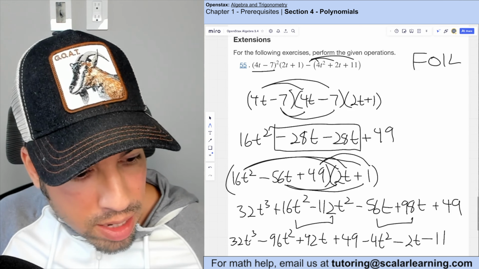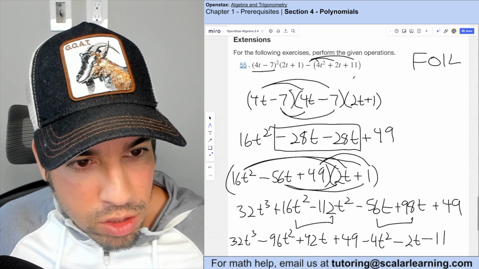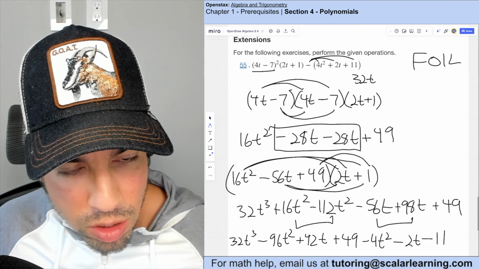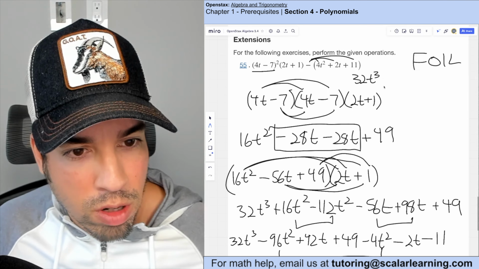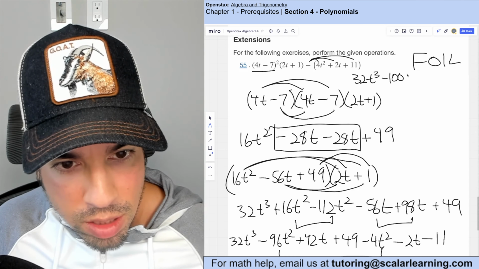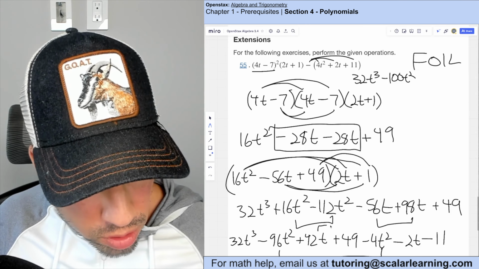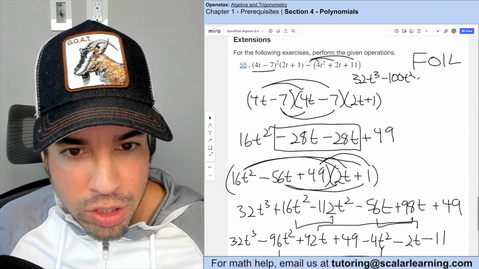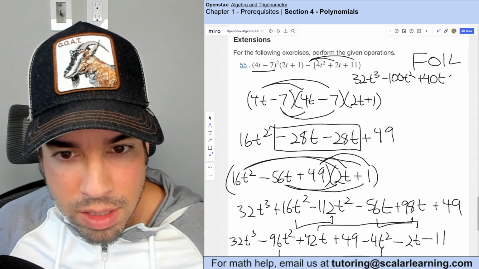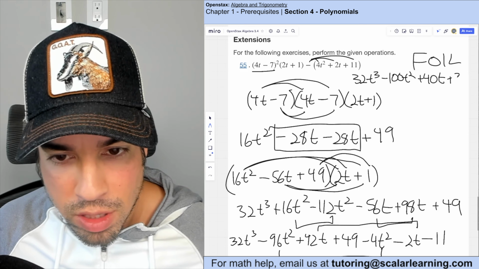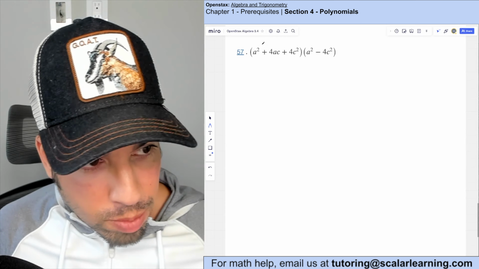Finally, to combine all the like terms, we've got 32t cubed with no like terms. Negative 96t squared and negative 4t squared become negative 100t squared. Then we got 42t and negative 2t, which is 40t. And 49 minus 11 is 38 for the win. Boom, done.